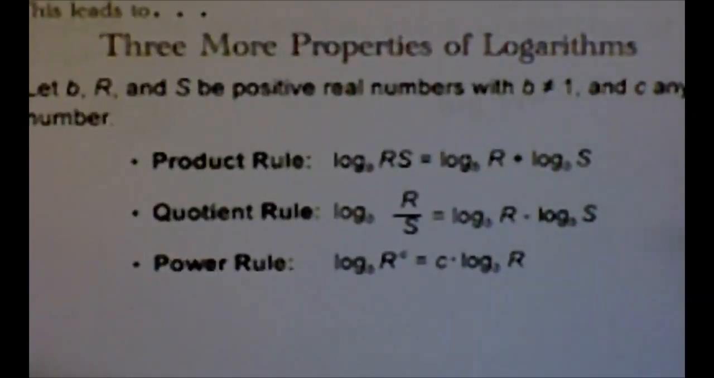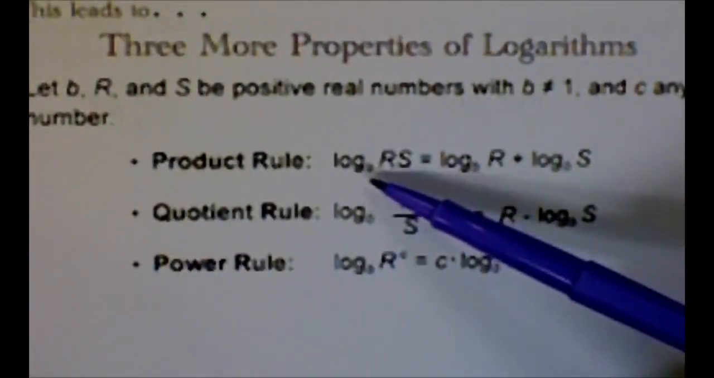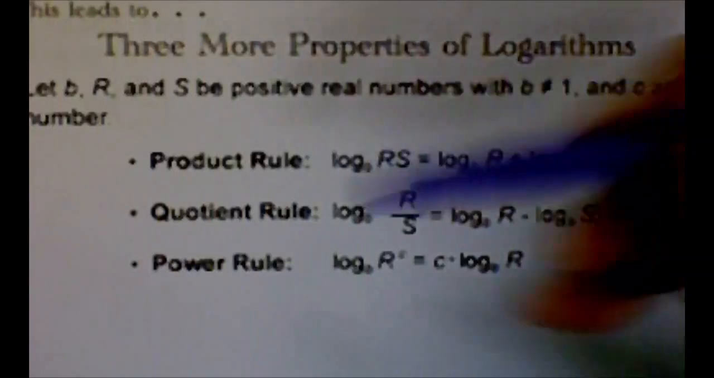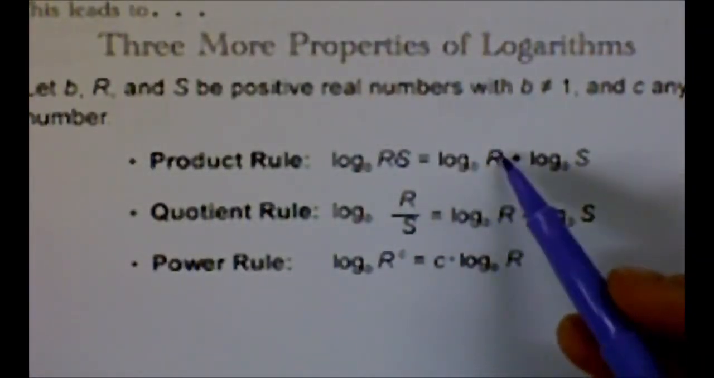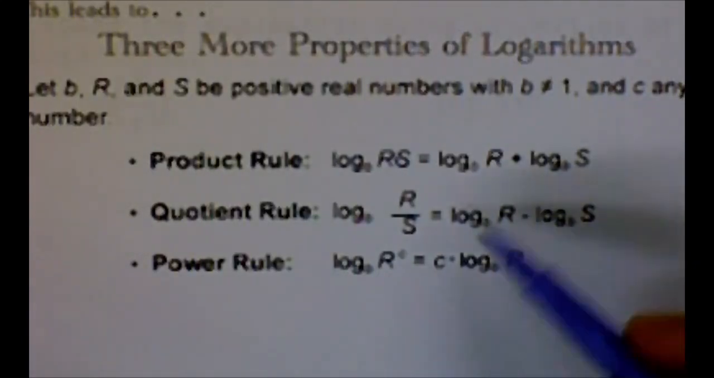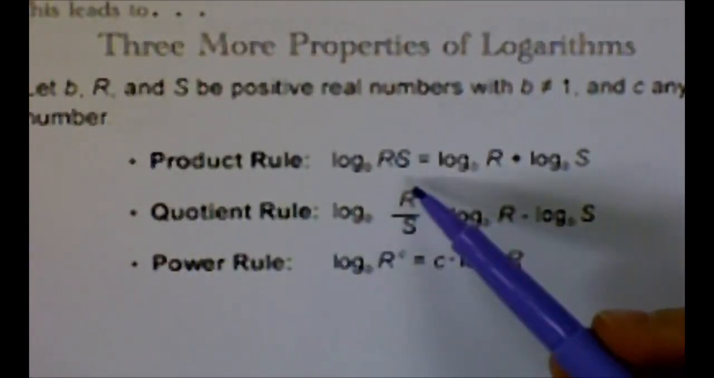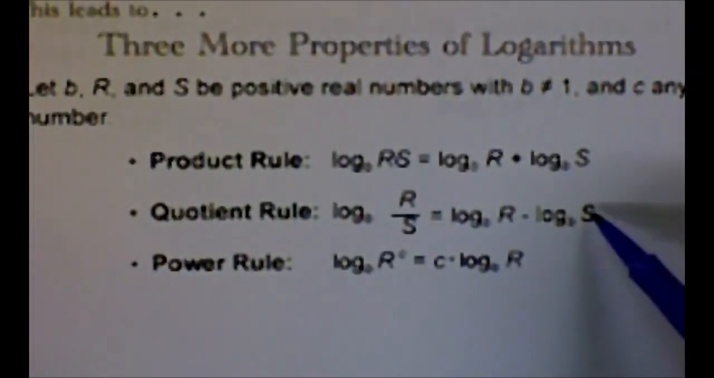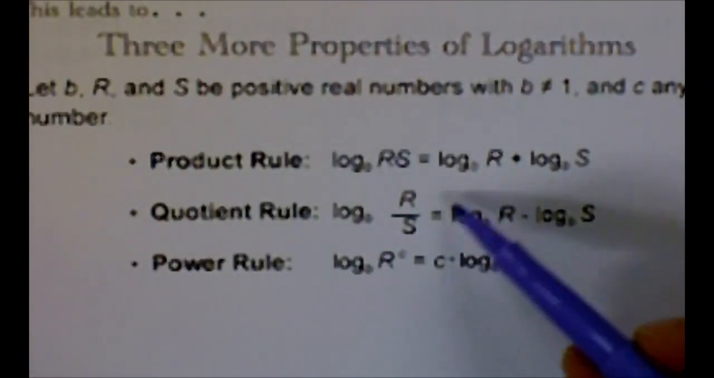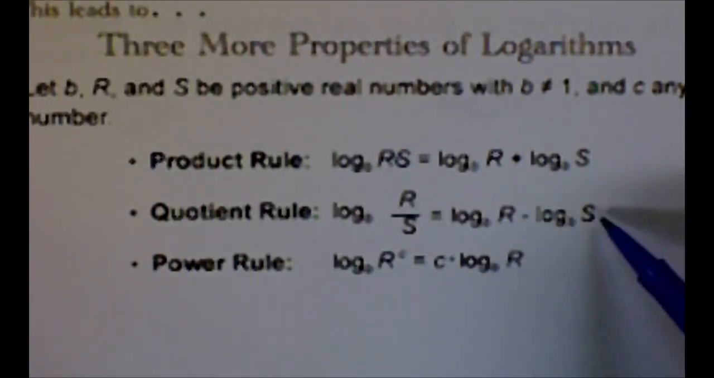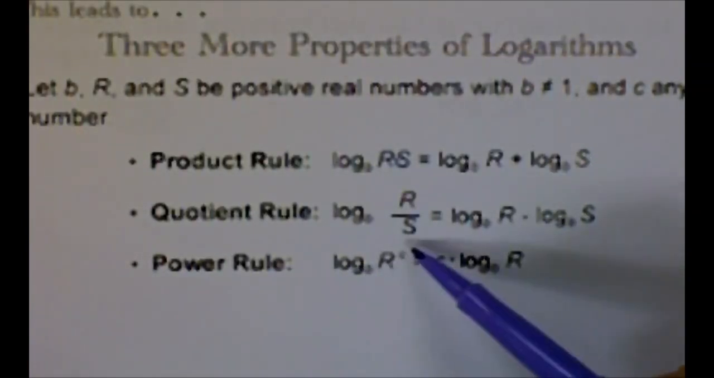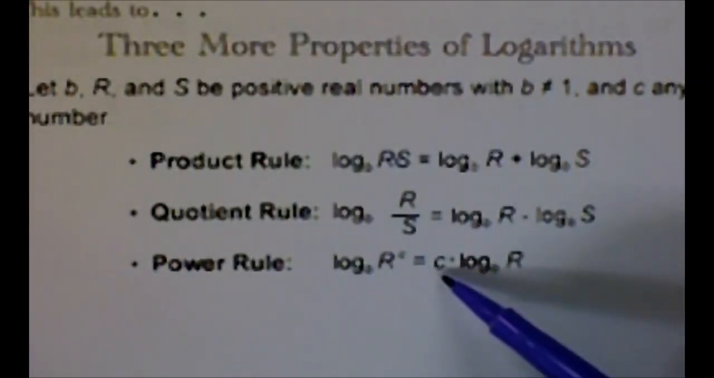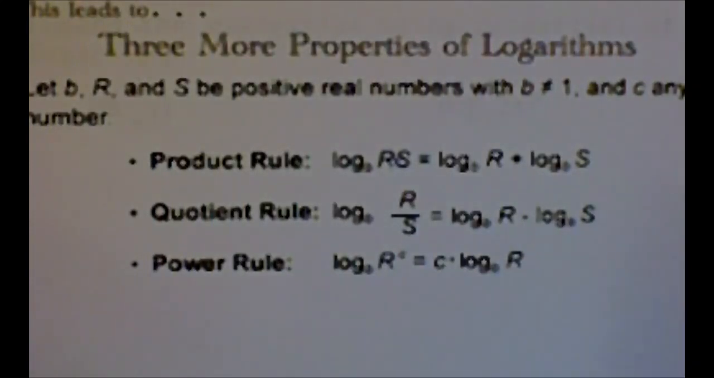We have the product rule. A log base B of R times S, we can split it apart into addition. Log base B of R plus log base B of S. The quotient rule, log base B of R divided by S, we can split it into subtraction. Log of the numerator minus log of the denominator. And the power rule, log base B of something to a power, we can bring that power down out front and have our logarithm from there.